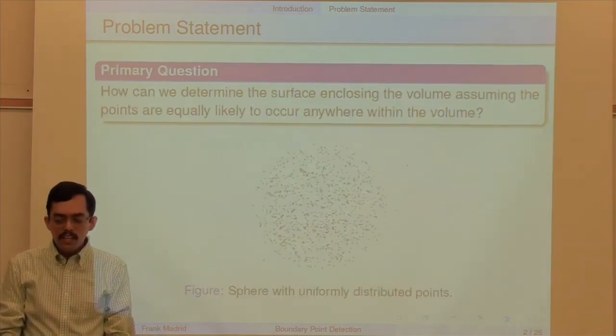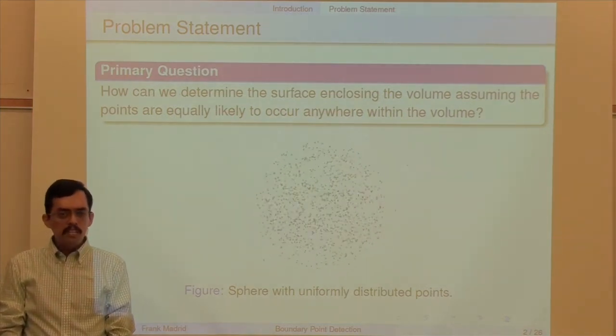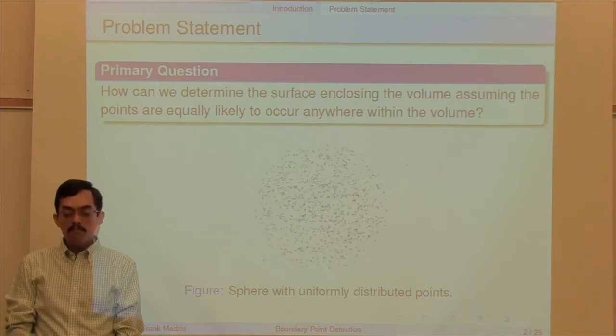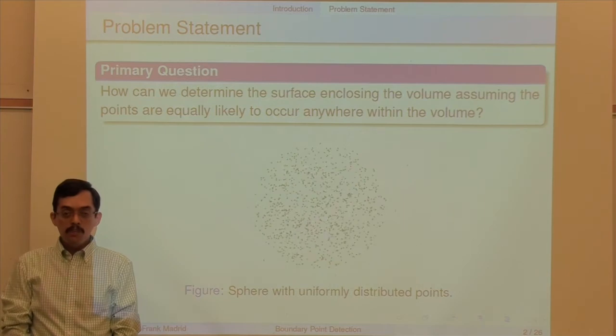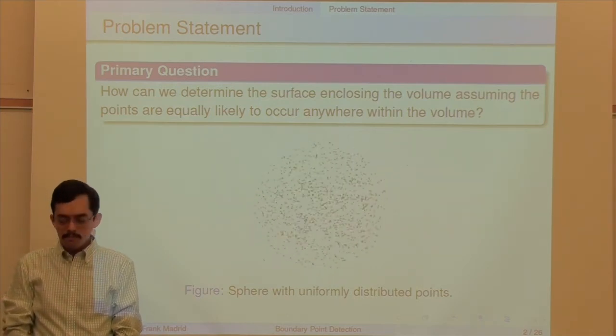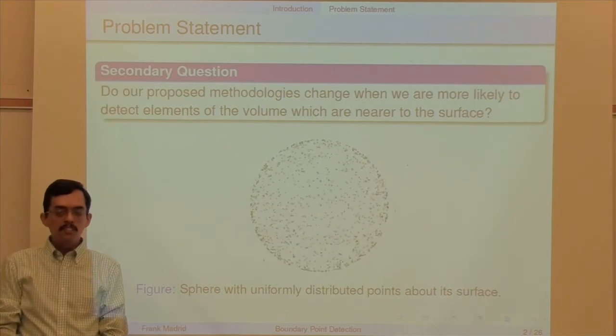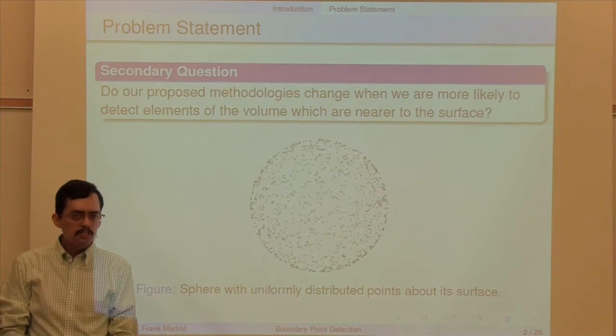More specifically, how can we determine the surface enclosed in the volume, assuming the points are equally likely to occur anywhere within the volume itself? In addition, due to the decrease in strength of the sampling beam as the sampling beam enters the volume, do our proposed methodologies change when we are more likely to detect elements of the volume which are closer to the surface?